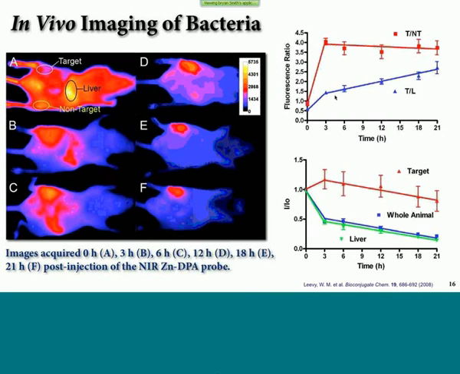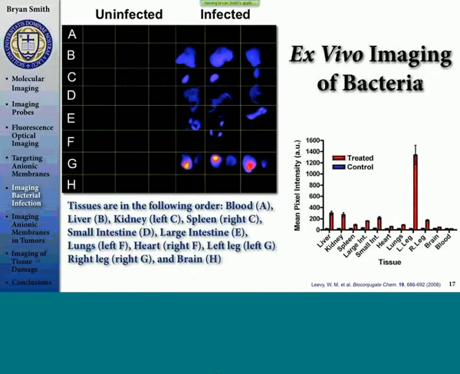So here is our target to non-target graph. At 3 hours, we have a target to non-target ratio of 4, and this pretty much stays the same throughout. Our target to liver shows a different curve, with our highest around 2.5 at 21 hours. So this is a good indication, showing that we can detect infection at least 3 hours after infection.